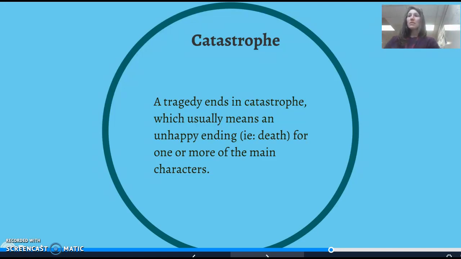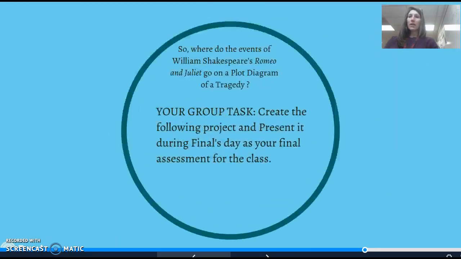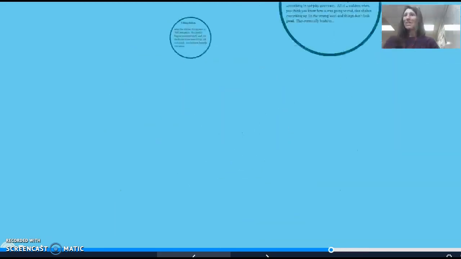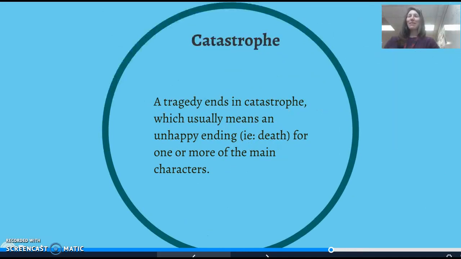Okay? So these are some of the main differences between a plot diagram of a... I don't want to go there yet. This is the main difference between a plot structure that we have viewed previously in literature and a tragedy.